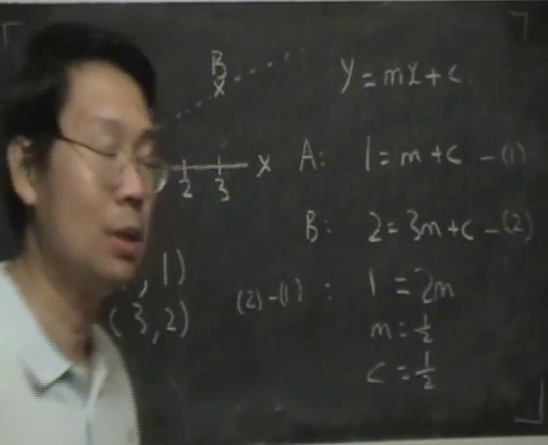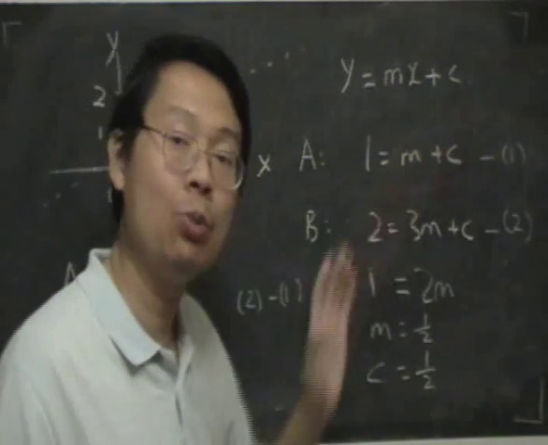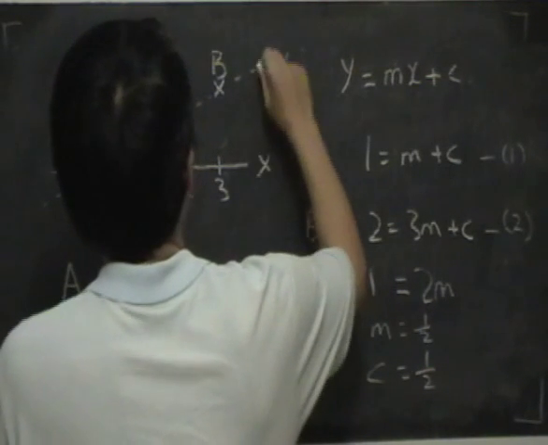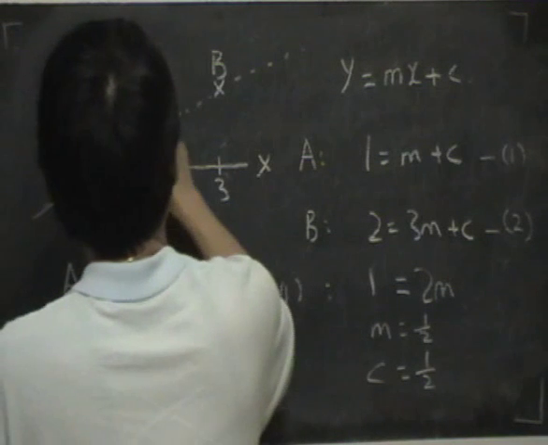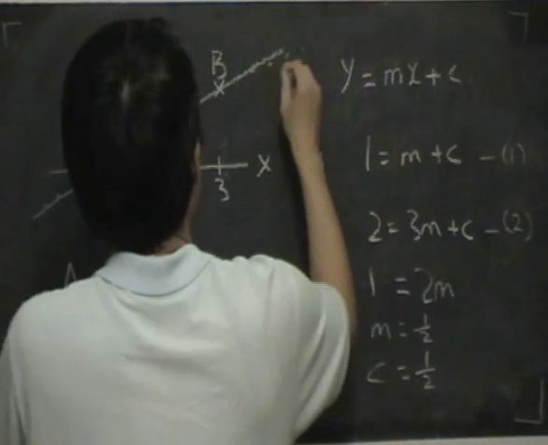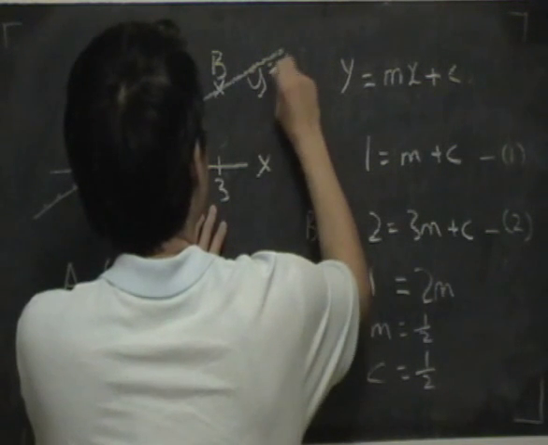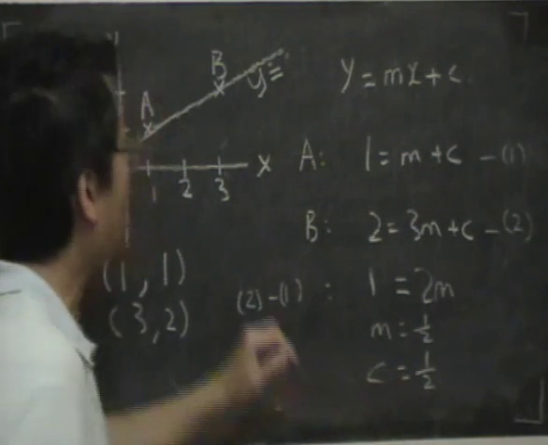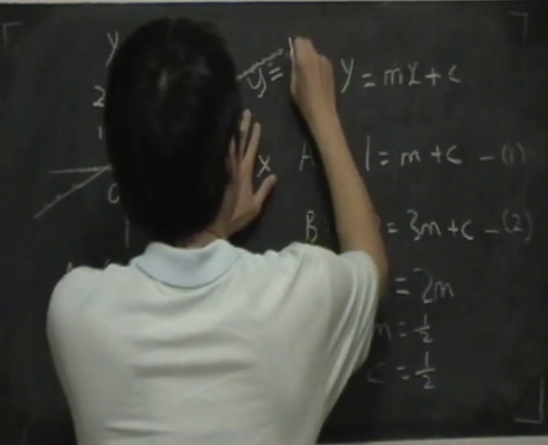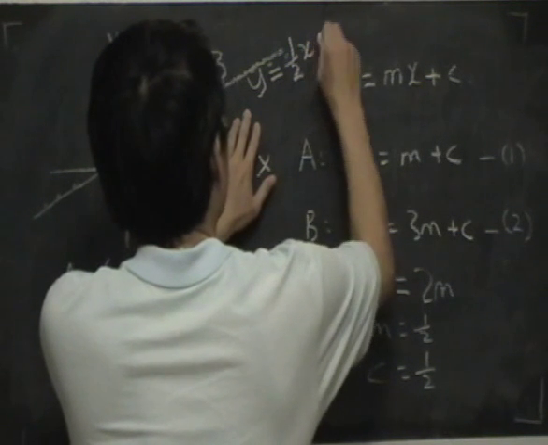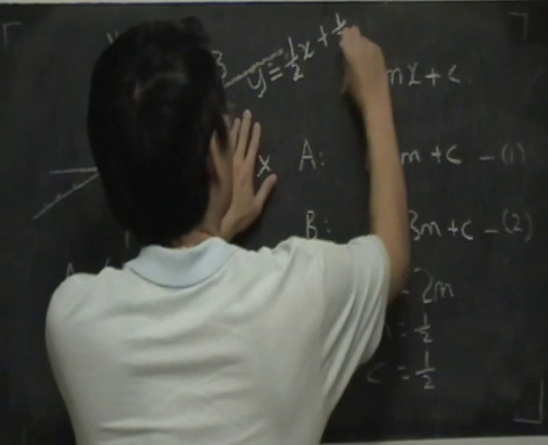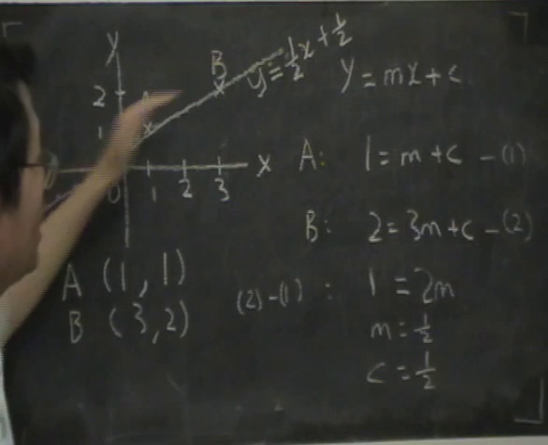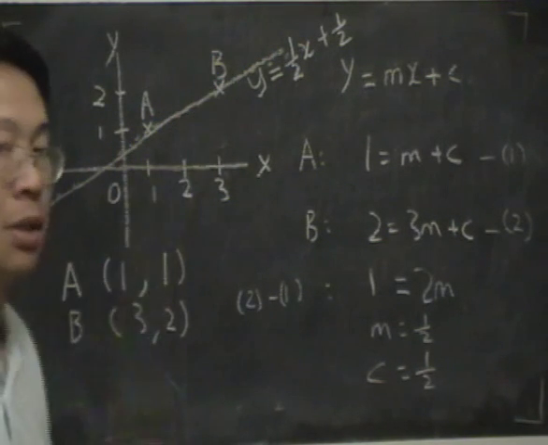So there we have m and c, and we have our equation. The equation for this straight line going through the 2 points is in fact y equals mx plus c, where m is half and c is half. So it's y equals half x plus half. So that's how we get an equation for a straight line going through 2 points that we know.